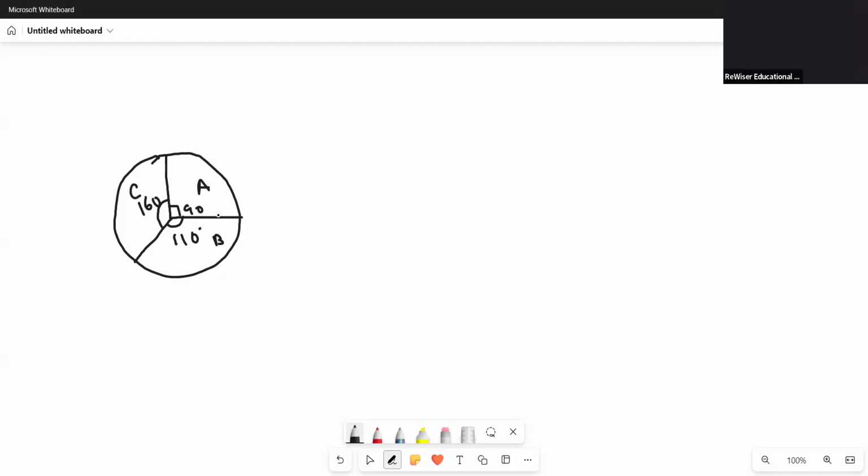So what is the percentage occupied by A? To get it, the formula is the degrees they have given, 90 degrees, divided by the total, which is 360 degrees, times 100. I can cancel, this is 4, and this equals 25%. So A occupies 25% of the distribution.